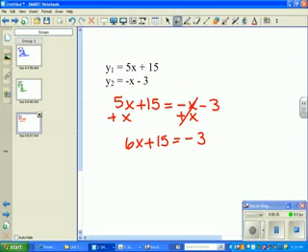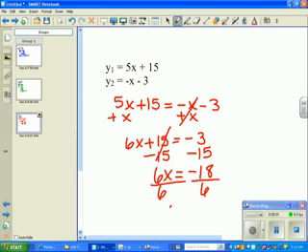Okay, now we have all our x's on one side. Next step. What should we now get rid of that's over by the x? The 6 or the 15? The 15. I see, add 15. So how do we get rid of it? Subtract. And negative 3 minus 15. Negative 18. And what is the negative 18 divided by the positive 6?